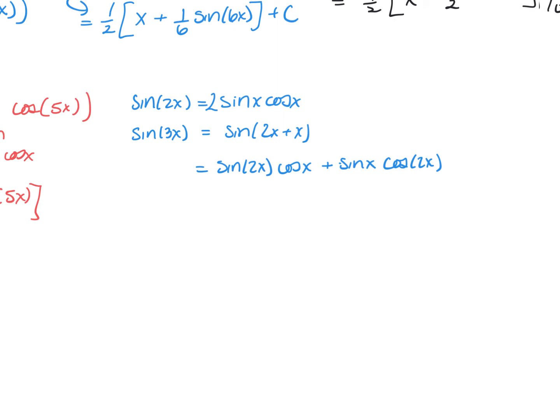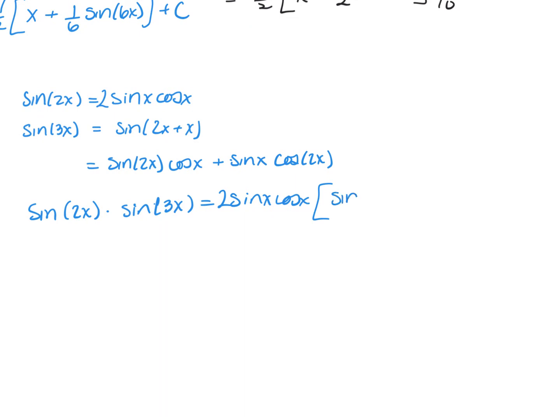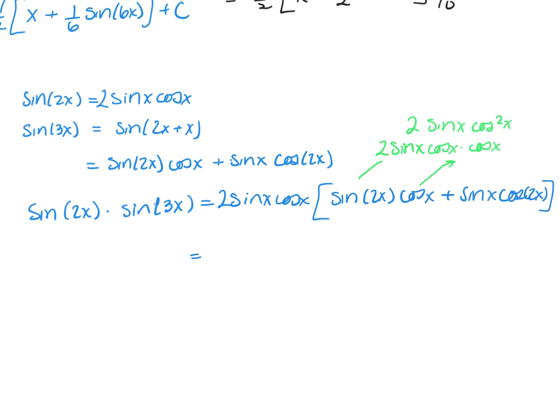So then if I have the sine of 2x multiplied by the sine of 3x, this would be 2 the sine x cosine of x multiplied by the sine of 2x cosine x plus the sine of x cosine 2x. Whew. Okay. Now, remember, this can be written as 2 the sine x cosine of x multiplied by this cosine x, so it'd be multiplied by a cosine x. So 2 the sine x cosine squared of x.